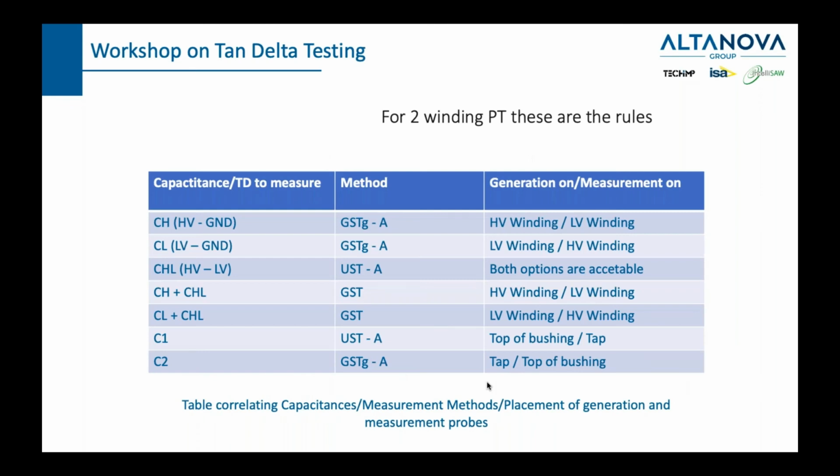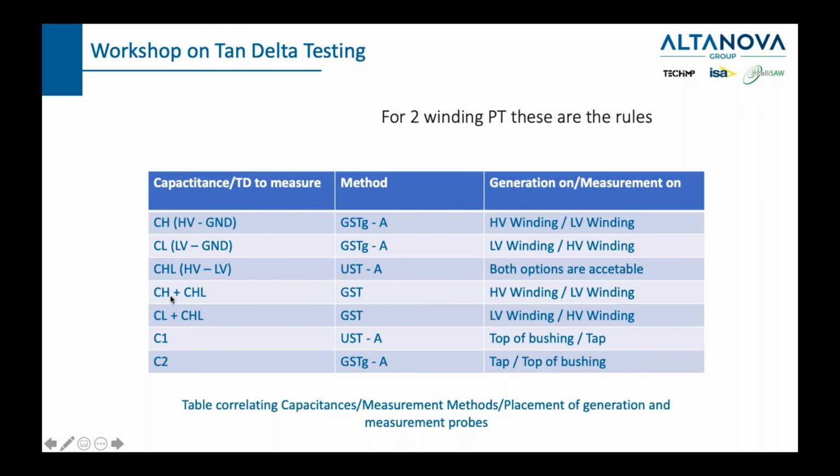And this is another way of showing how different methods are used when measuring on a transformer. If we want to measure CH, obviously it's touching the ground, we need to use a GST-GA method, automatically chosen by the system, generate on the high voltage winding and measure on the low voltage winding. If we switch and generate on the low voltage winding and measure on the high voltage winding with the same method, we will measure CL. CHL can be measured from the high voltage and the low voltage side, and it will use a UST method because it is ungrounded. It is not touching the ground at any point.